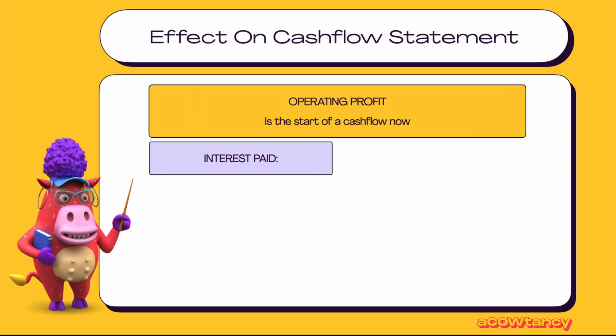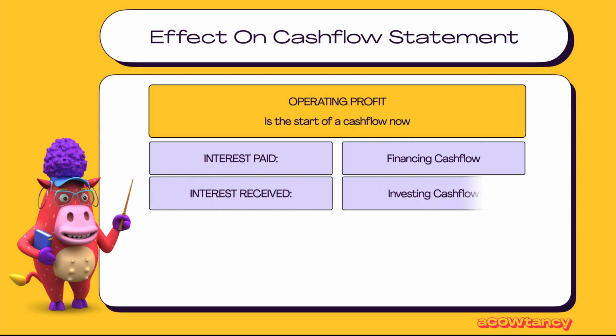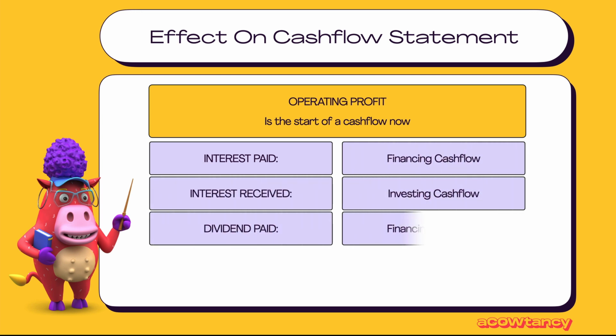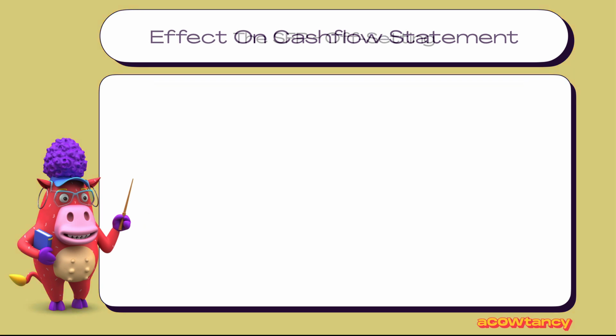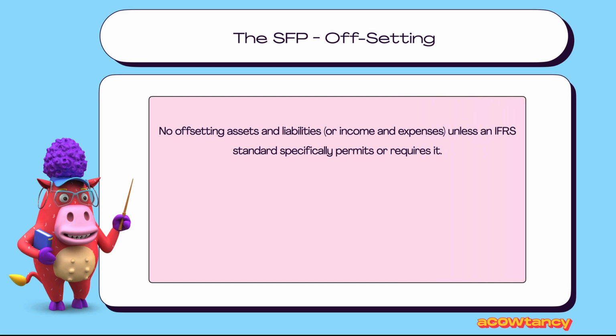So operating profit, we know, is the start of the cash flow. Interest paid, financing cash flow. Interest received, investing cash flow. Dividend paid, financing cash flow. Dividend received, investing cash flow. It all makes sense. Offsetting: if you've got an asset of 80 and a liability of 60, should we offset it and call it an asset of 20? IFRS 18 says no, we shouldn't.